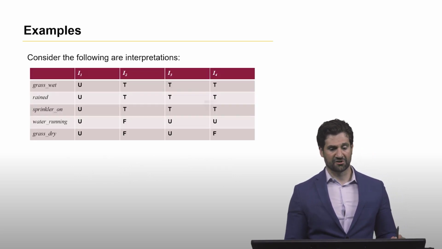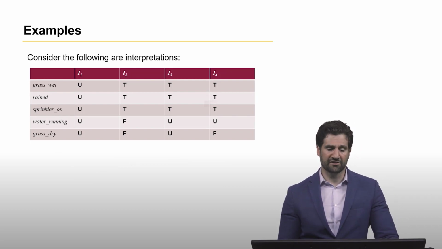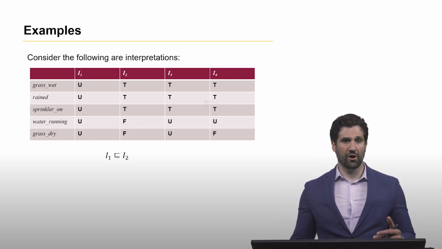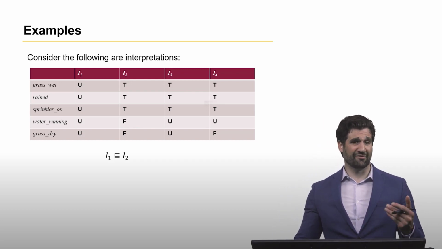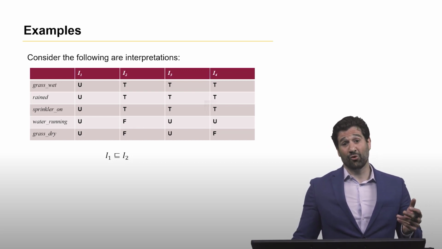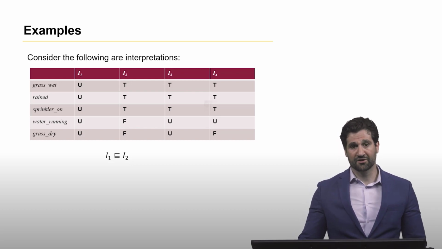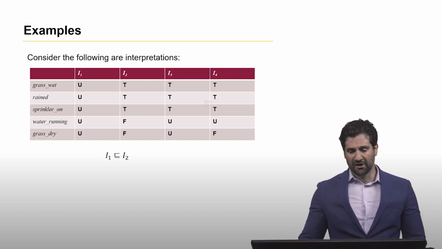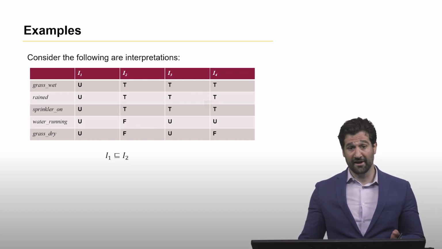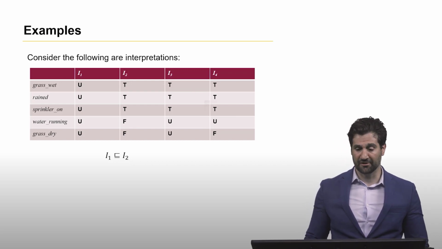So let's show some examples. Here are the interpretations we had from a couple of slides ago. Notice I1 is going to be below every other interpretation for this set of atoms because everything in I1 is unknown. It's going to be below everything. So it's, of course, below I2 that's completely filled in. And we see that I2 is filling in the blanks. If you think of the U's as blanks and true and false as having a value, I2 is filling those in.